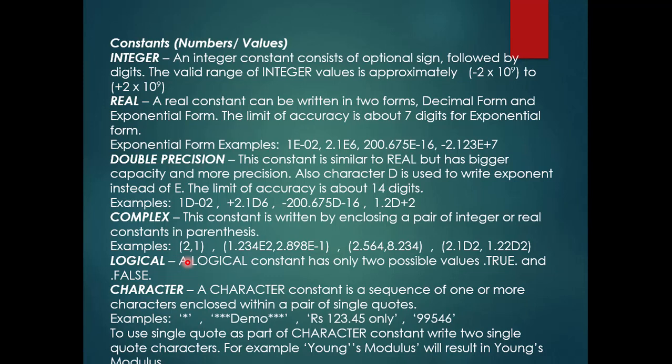And then there is a character data type. Character means whatever you write inside a pair of single quotes is considered a character. So if you write a star in single quotes, or triple star, demo, triple stars, in that case it is considered to be a character. Just like this, whatever you write here can be considered as a character.